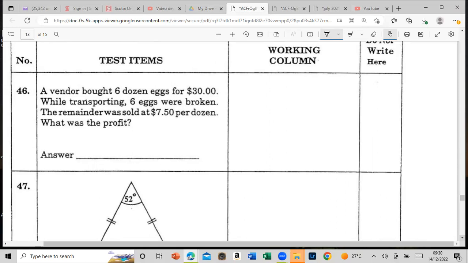So what they say, a vendor bought 6 dozens of eggs for $30. So let us just convert. How many is in 6 dozen? Alright, so a dozen is actually 12. So you know them stuff here now guys. So that works out to 72. So you have a total of 72 eggs.